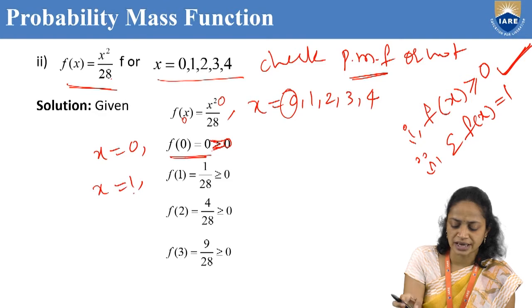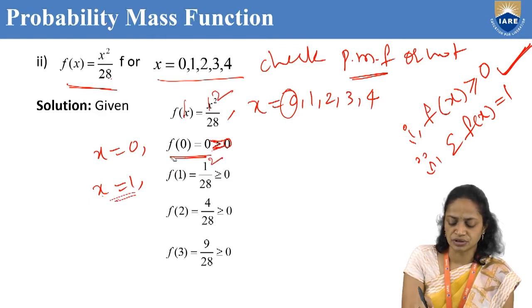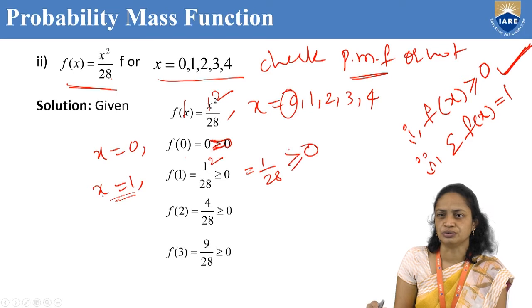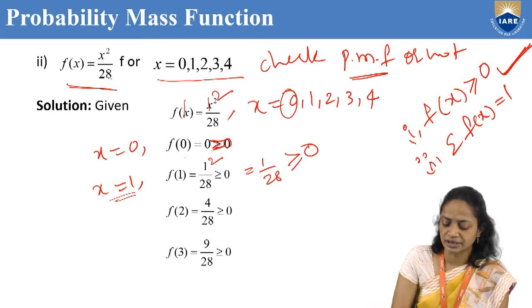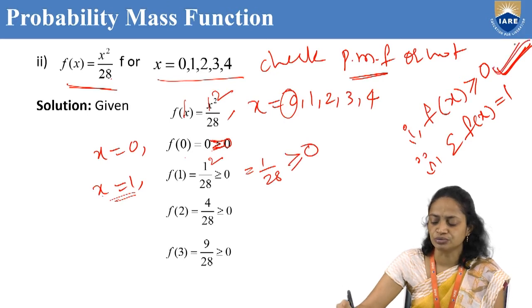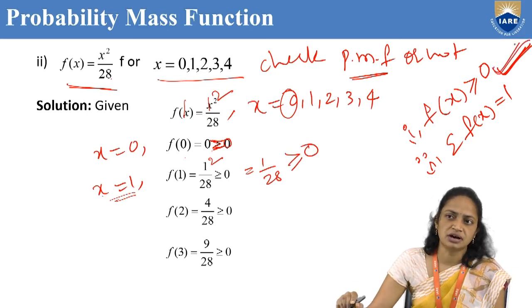If you substitute x equal to 1 in the function, what is our function? f of x equal to x square by 28. So f of 1 equal to 1 square by 28. That means 1 by 28, that is greater than or equal to 0. So if x equal to 1, then it satisfies f of x greater than or equal to 0, our first condition of probability mass function.